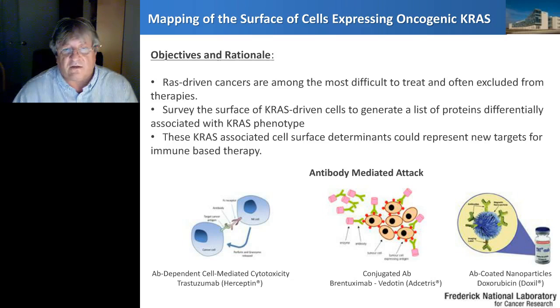Then we can also use antibodies that are conjugated to carry another drug, like brentuximab vedotin, or just use nanoparticles coated with doxorubicin that can treat the cancer cells. So there are many options that we can use if we find the proper target uniquely expressed in KRAS related cancers.